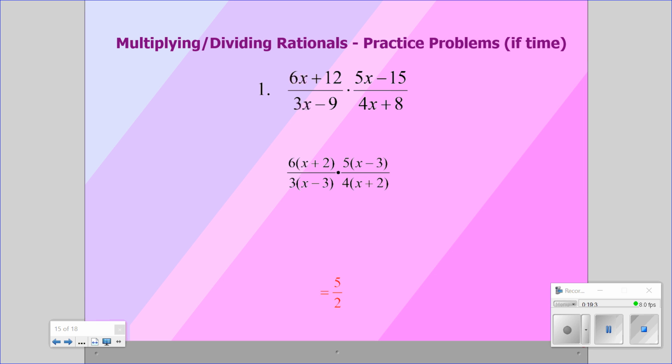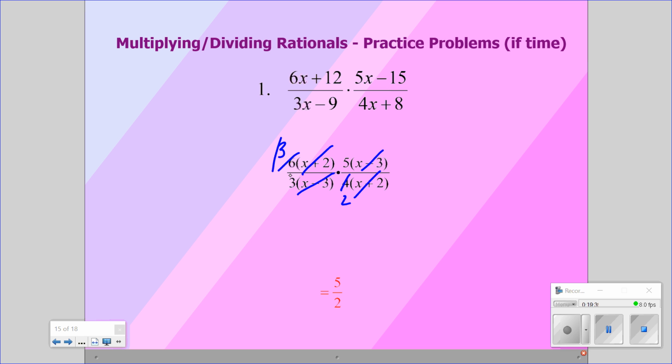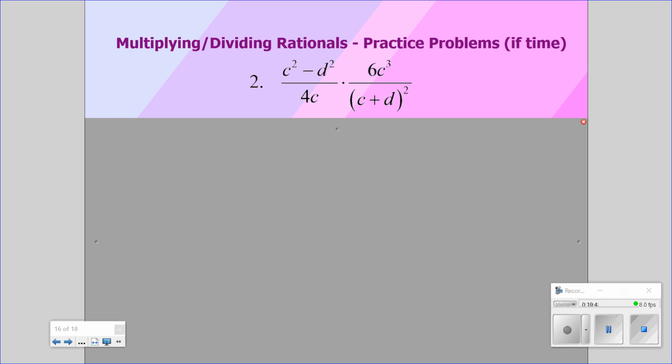Okay, so this one should simplify like that, and those 3's cancel. So that's how we're left with a 5 halves. Okay, go ahead and work this one out.